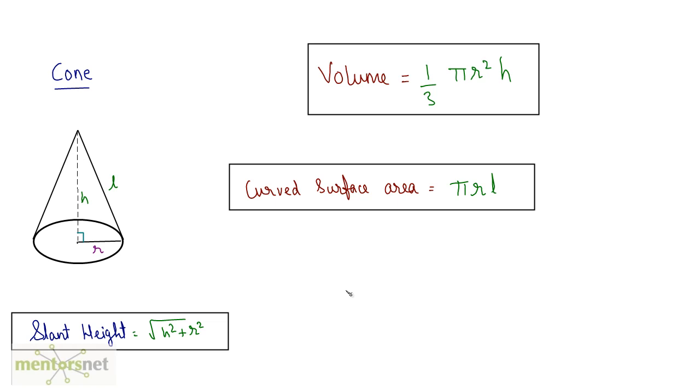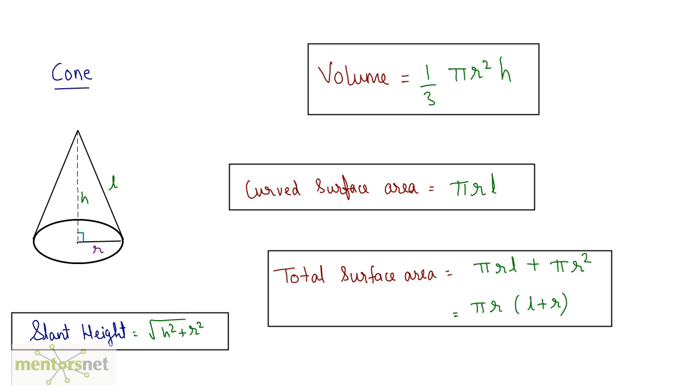Now the next formula is of the total surface area, and naturally that will be the curved surface area plus the area of the base, right? So we have pi r L plus what's the area of the base? Well, it's a circle with radius r, so the area will be pi r square, isn't it? Now if I take pi r common, I get pi r into L plus r, or r plus L, right? So that's the formula to calculate the total surface area of a cone. So remember these formulas, we'll be solving a lot of questions.